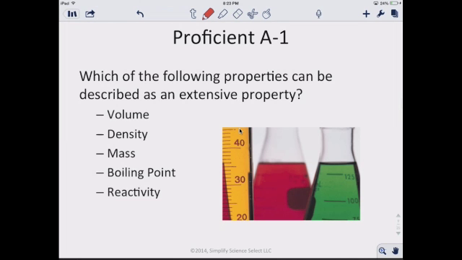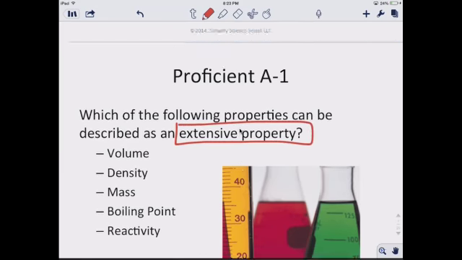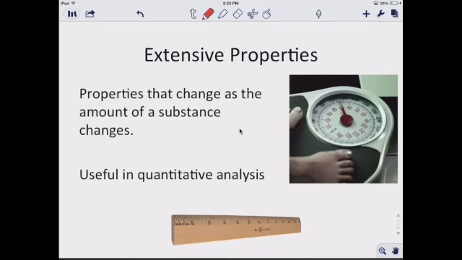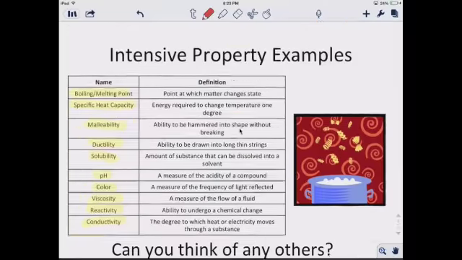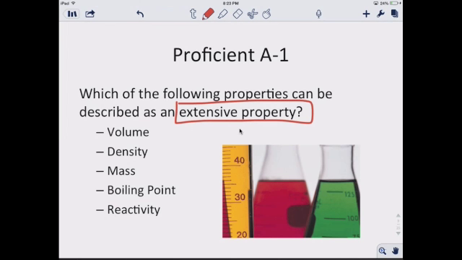It says, which of the following properties can be described as extensive properties? Remember the definition: extensive properties are properties that change as the amount of a substance changes. So what's going to change as the amount of substance changes? Well, volume is definitely an extensive property. Density is not. Mass, we know that it is. The more we have, the more mass we have. Boiling point is not, and reactivity is not. So the only two extensive properties we have will be volume and mass.